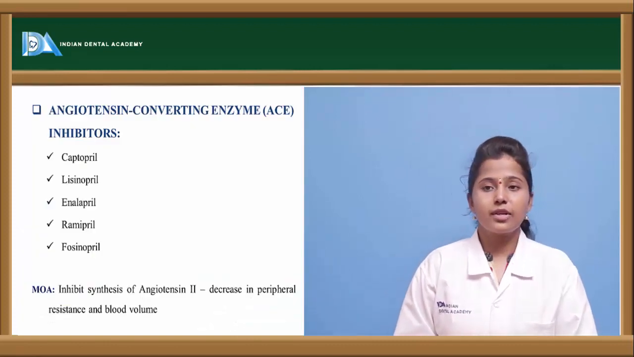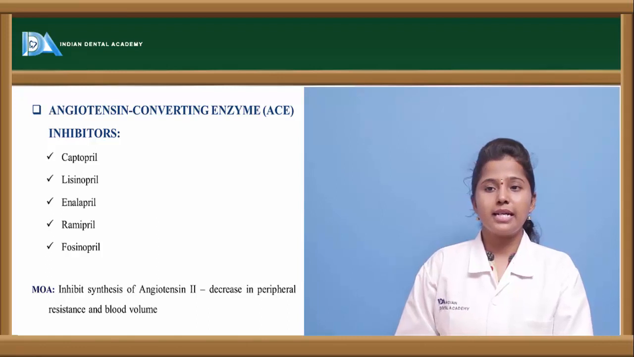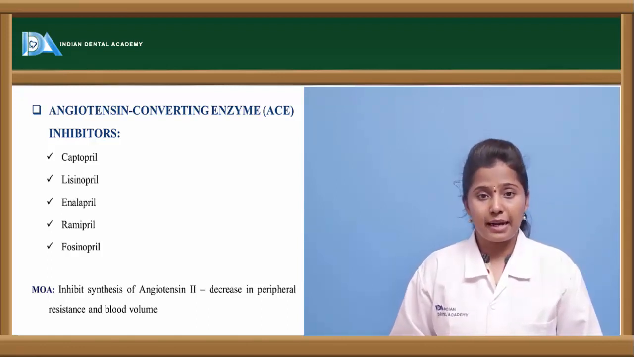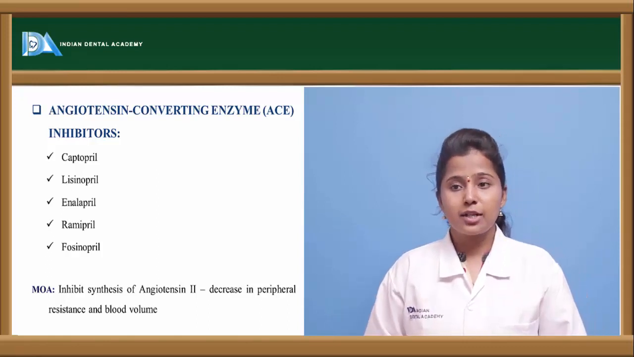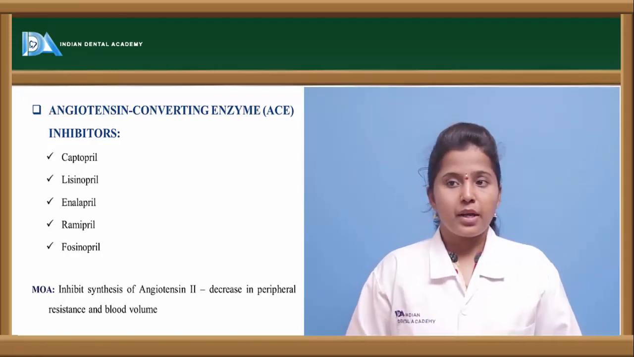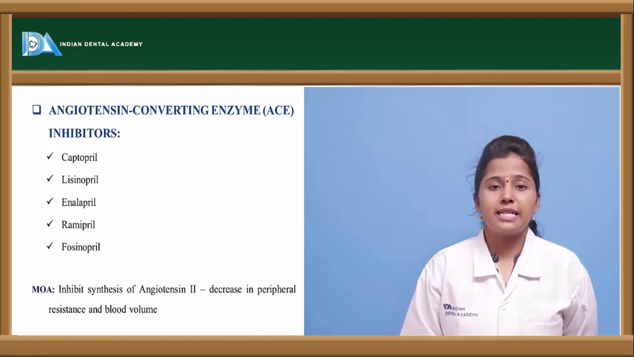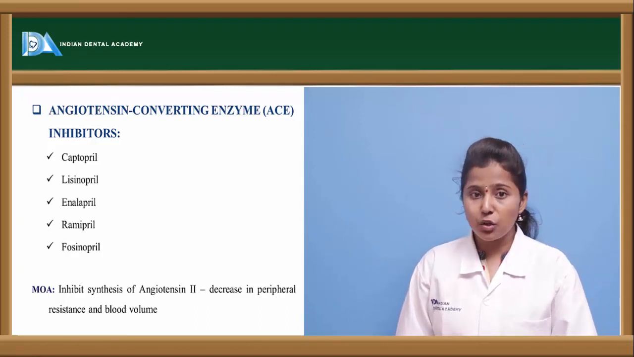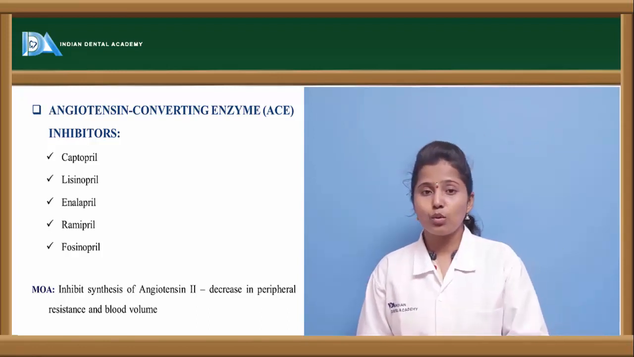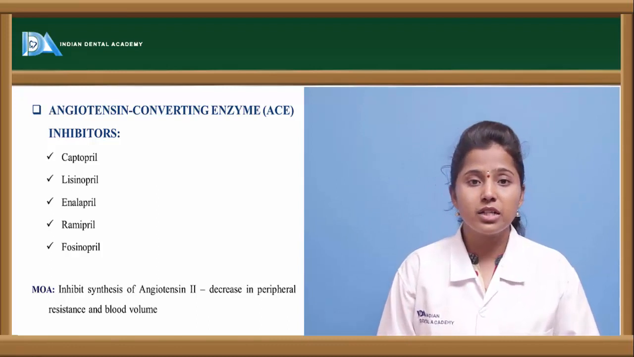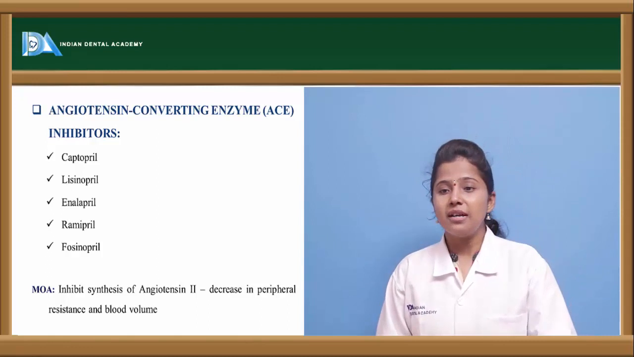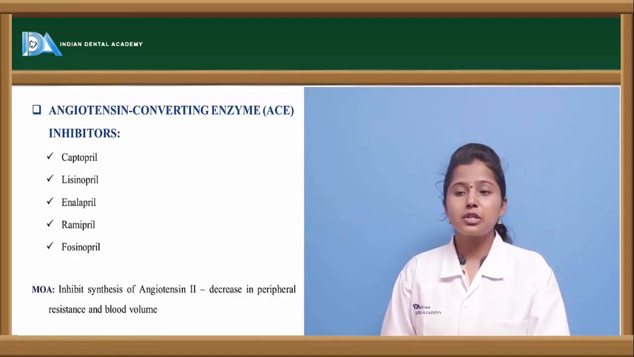Let us see the other class of drugs, angiotensin converting enzyme inhibitors. The drugs include captopril, enalapril, ramipril, lisinopril, fosinopril. And what is this angiotensin converting enzyme? Angiotensin is a potent vasoconstrictor. When angiotensin is released into the bloodstream, there will be increased contraction of the blood vessels, which increases blood pressure.